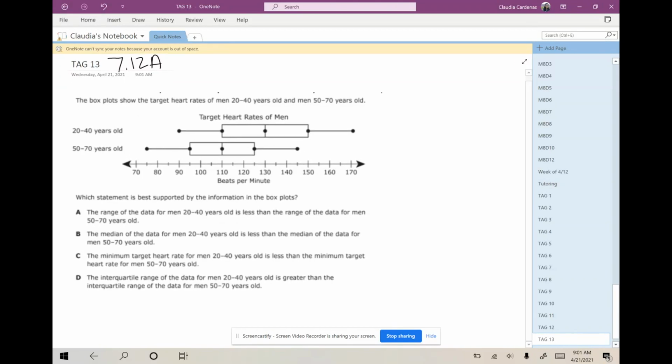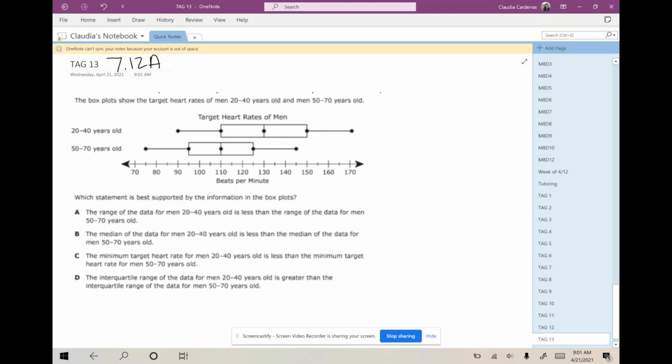Welcome to Tag Day 13, where we are covering 7.12a, which is data displays. And so we've kind of already talked about this strategy and this way to solve data displays with dot plots, but we haven't covered box plots, and so we're going to do that today.